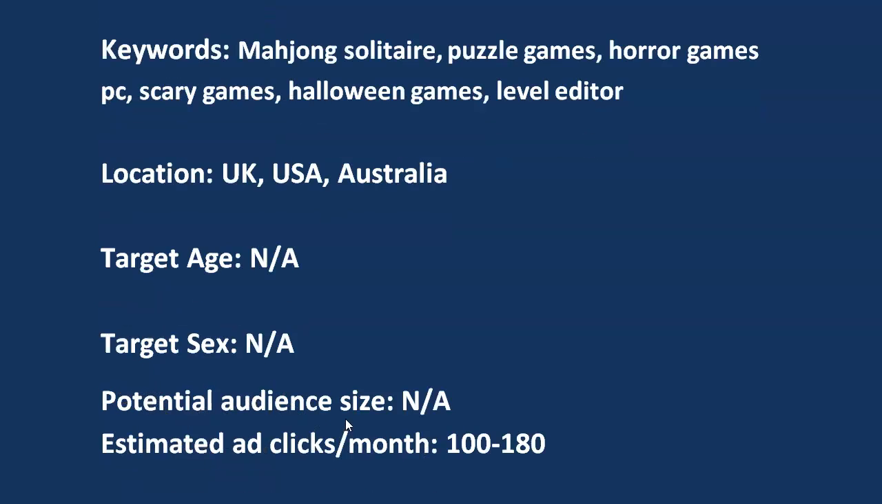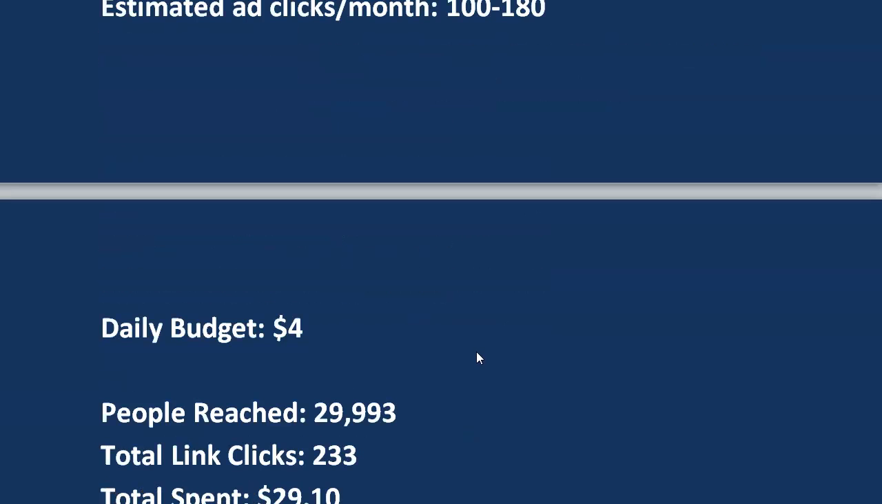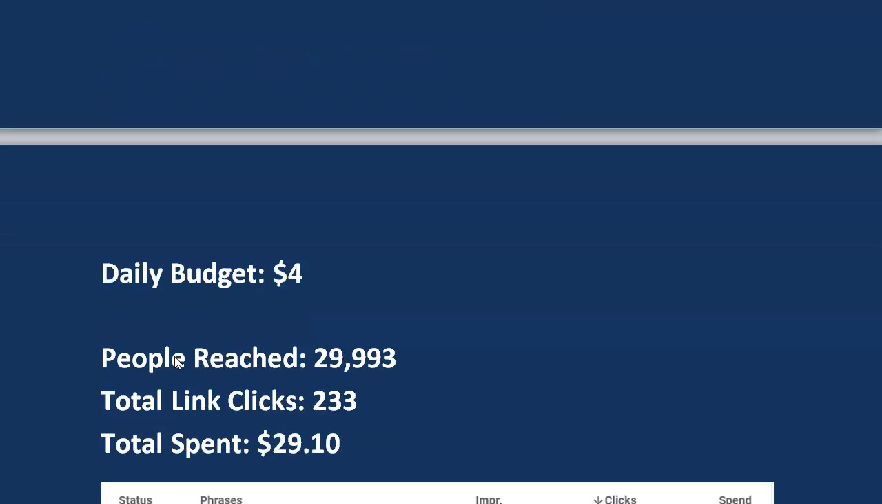It doesn't give me a potential audience size, but with that low budget per day, it just says an estimated 25 clicks every week. This is more or less the time that I ran the advertising, at minimum, with a budget of $4. So with this, I reached a total of about 30,000 people for 233 clicks, and I spent $29.10.